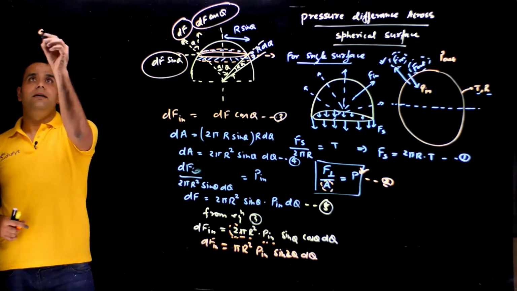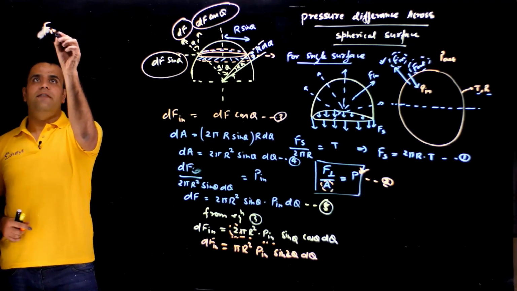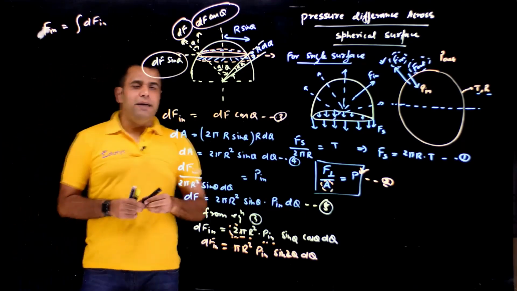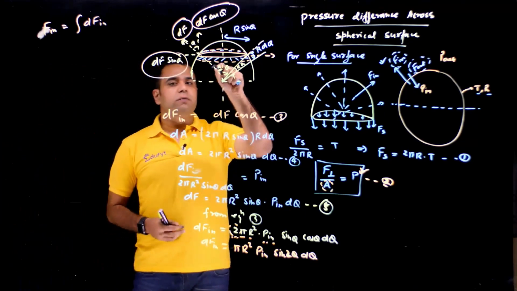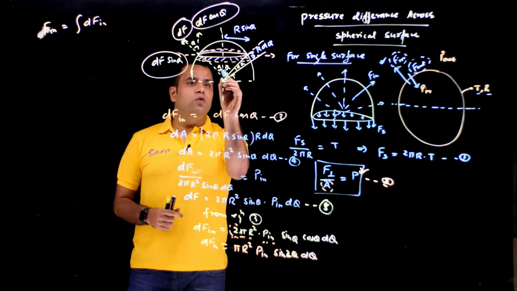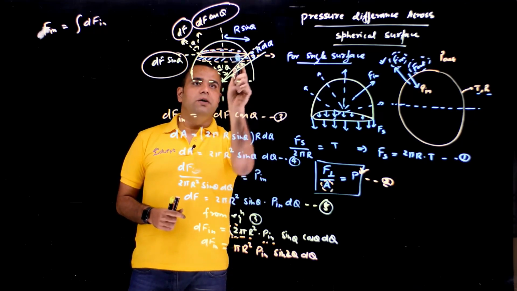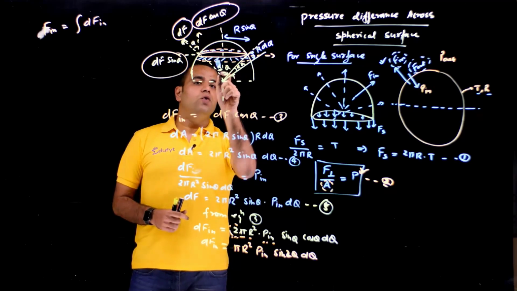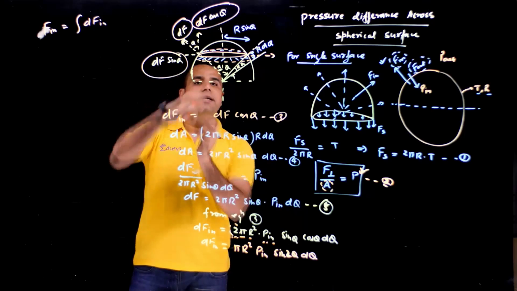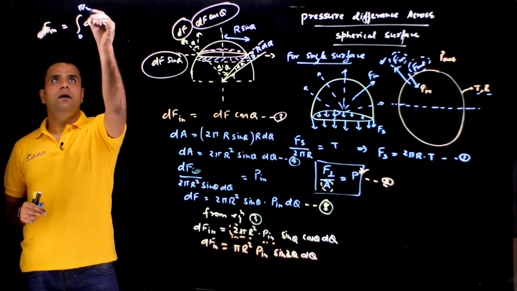To calculate F in, we have to integrate dF in, and the limits, obviously, will be from 0 to pi by 2, not from minus pi by 2 to pi by 2, because when you move theta with respect to this line and go till pi by 2, you are taking the circle. So when you go from 0 to pi by 2, all the circles will be taken, and all those circles will create a hemisphere. So the limit will be from 0 to pi by 2.